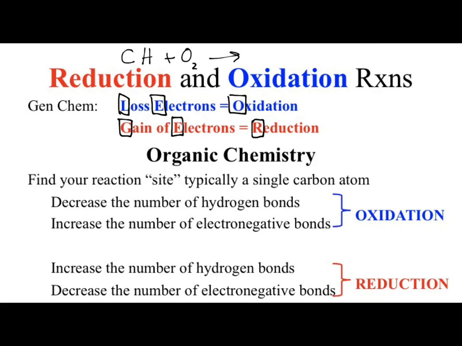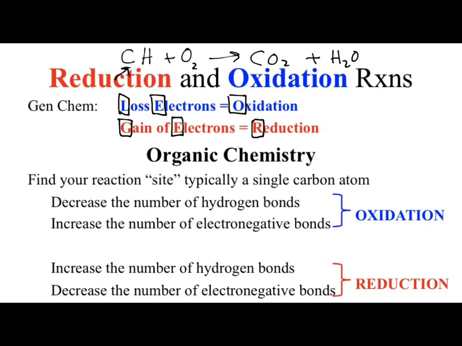It's the product of every combustion reaction. Water, CO2. We get CO2 and water. What happened to the number of hydrogen bonds around that carbon? They decreased. So we're looking at an oxidation. What happened to the number of electronegative bonds? Is oxygen more electronegative than carbon? Yeah. How many electronegative bonds were formed in that process? We formed two, technically actually four, electronegative bonds. So we've increased them. We're looking at an oxidation.